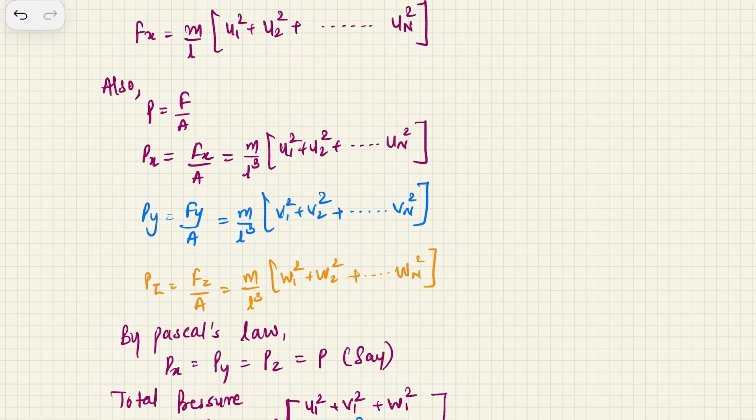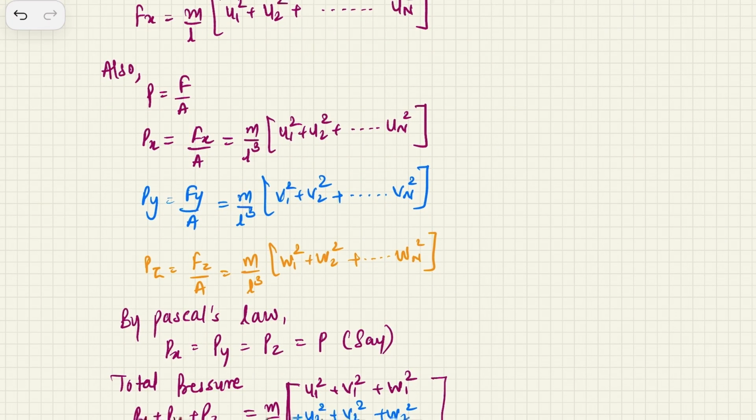Now same, I can assume that if the molecule was moving in the y direction, my pressure term would have looked like this: Py equal to Fy upon A, m upon L cube. In place of u, which was the x component, now it becomes the y component, that is V. So V1, V2 till Vn. And same I can do it for z. So Fz upon A, m upon L cube as it is. And in place of x component, y component, now we have z component, which is W1, W2 till Wn.